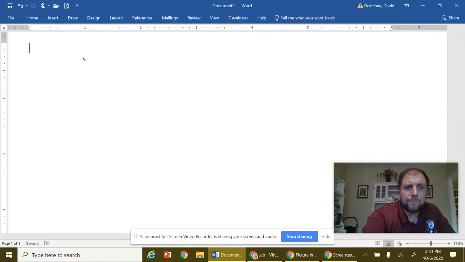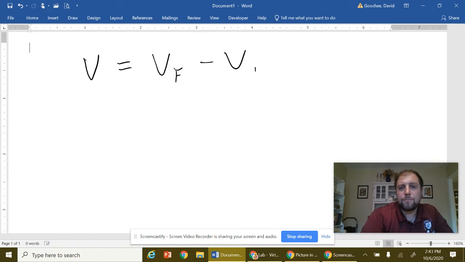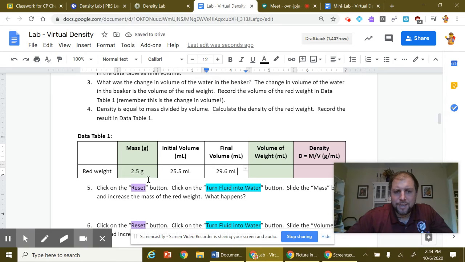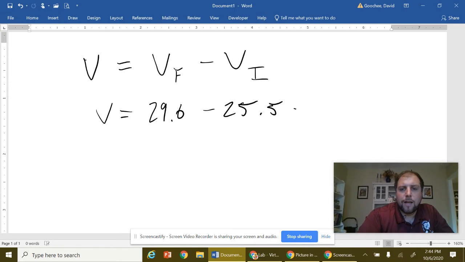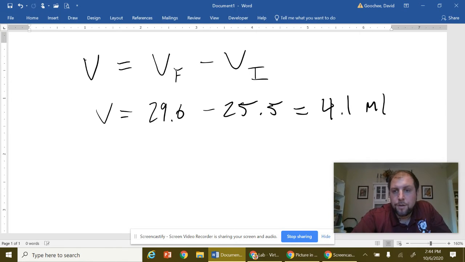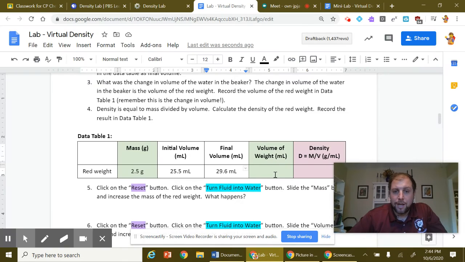All right, volume equals final volume minus initial volume. So the volume of this sample equals, what did I write down again? Let's see, 29.6 minus 25.5. So this is the amount that the water level rose. The volume of this sample is 4.1 milliliters. Okay? So then I would just enter that right here. The volume of this sample here is 4.1 milliliters. All right? Great.